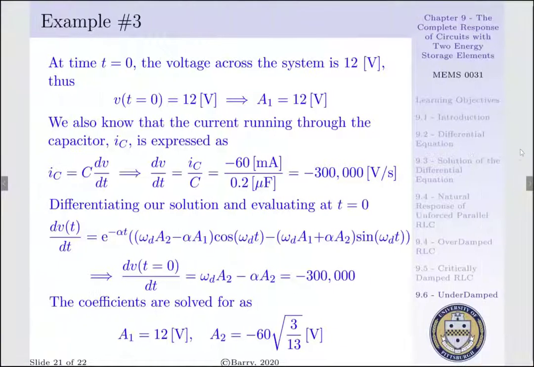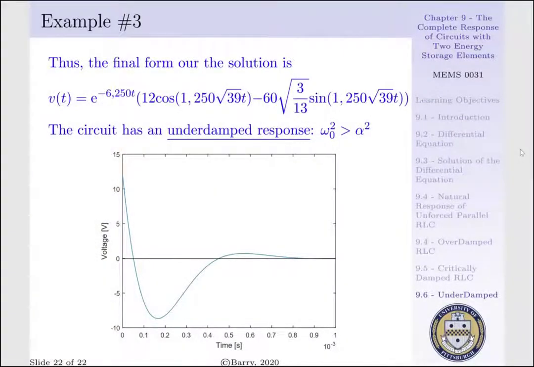With two equations and two unknowns, we solve for a1 to be 12 volts and a2 is equal to minus 60 times the square root of 3 per 13. Thus, our solution takes the final form. Our voltage as a function of time is equal to e to minus 6,250t times the quantity 12 times cosine 1,250 times the square root of 39t minus 60 times the square root of 3 per 13 sine 1,250 square root of 39t. And since omega naught squared is greater than alpha squared, we have an underdamped response.